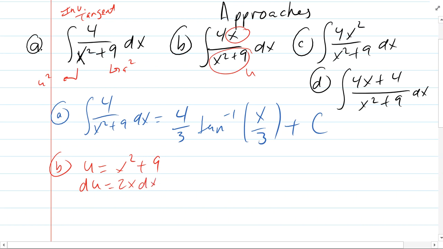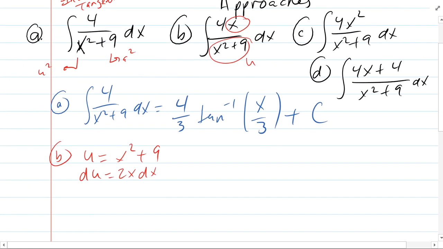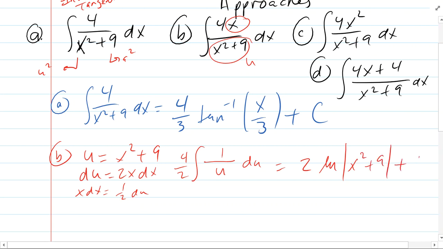2x dx. So when I do my substitution, I pull the 4 out in front, and I'm going to have 1 over u, and then a 2x, but hang on, I would divide by the 2. I forgot to solve for it. Here, x dx is equal to 1/2 du. So that means I pull the half out in front and I have a du. So that means I have 2 natural log absolute value of x squared plus 9 plus c.